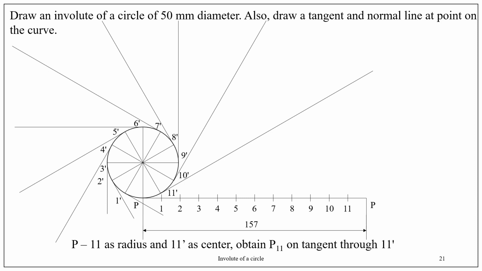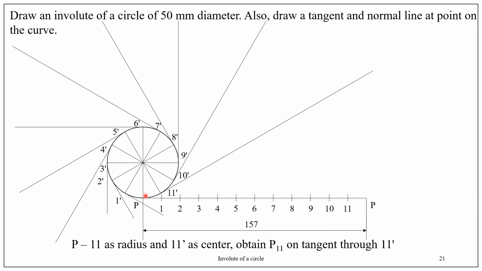If the string is unwound through 360 degrees in clockwise direction, it will reach position P on the right end of the straight line. One revolution means starting from here, goes round, comes back here. So this is nothing but the circumference.